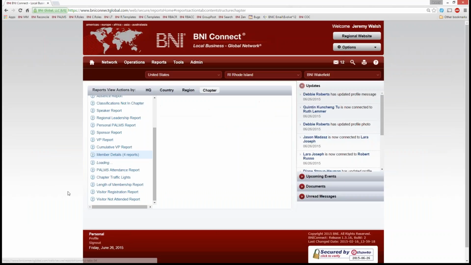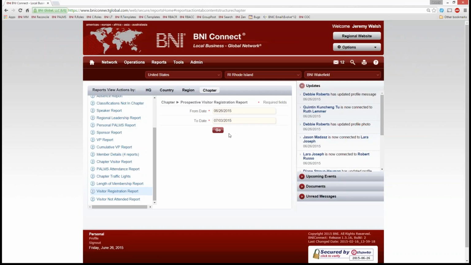If you'd like to have a list of your chapter visitors, you can go through and do a search for your visitors against your visitor database. There's the attendance report and the traffic lights report and the length of membership report. When we pre-register visitors, you have your visitor registration report as well to see who's in the pipeline. And the nice thing about that report is it also shows you who invited them. It's a great tool to use for visitors days as well.